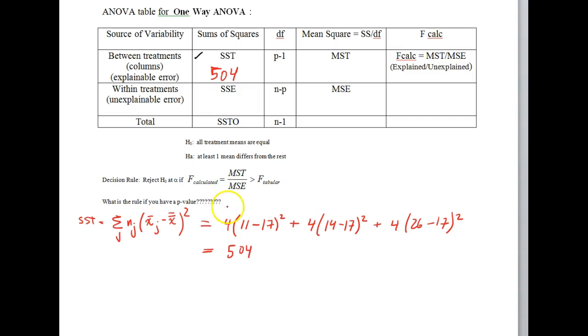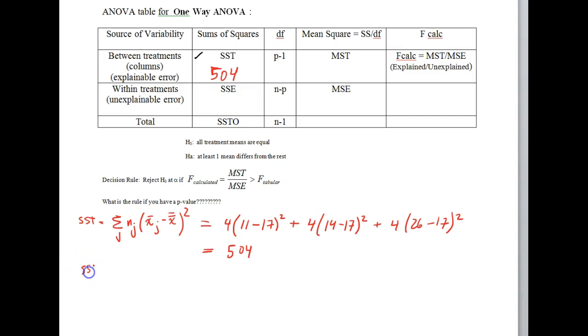Okay, so it's going to be the number of data points inside of a treatment times the square of that treatment's mean minus the overall mean, right? So this x double bar is 17, and it's 17 always here, right? But we're taking each treatment mean minus the overall mean, squaring it, so that's how it's deviating between treatments, and then multiplying that by however many data points there are. And we sum all that up. So you get 504.